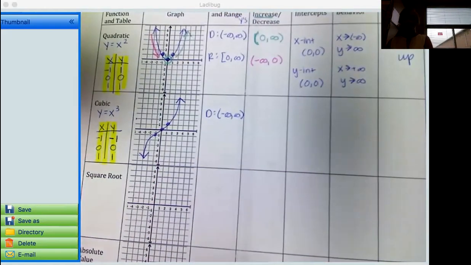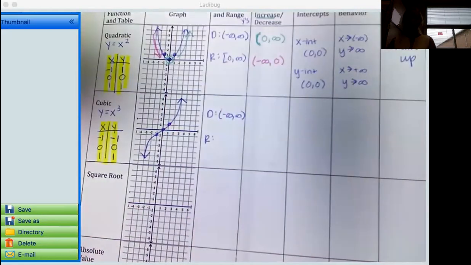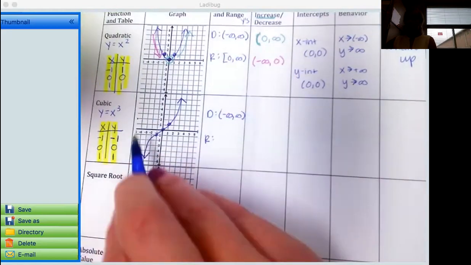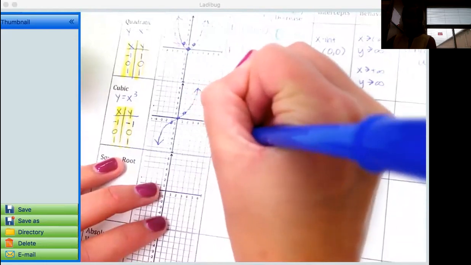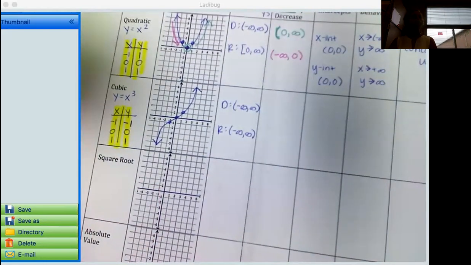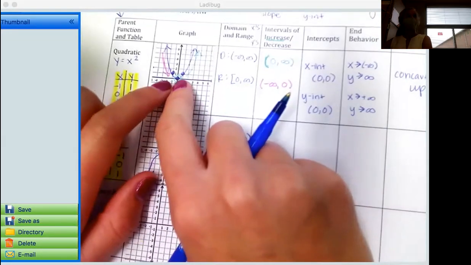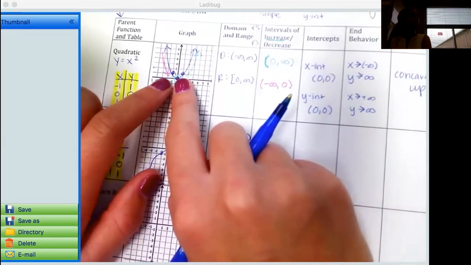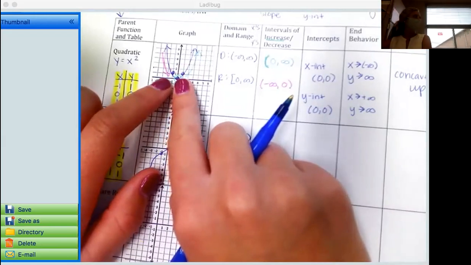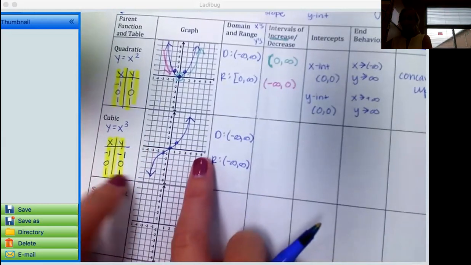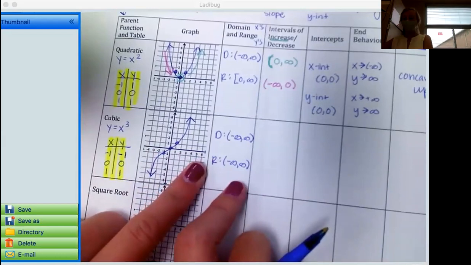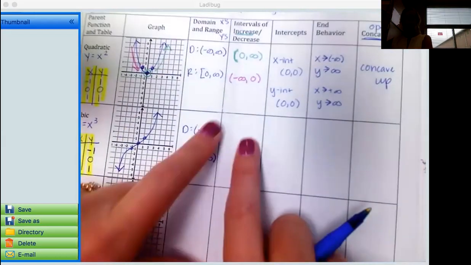What about the range? It goes down forever and it goes up forever. So the range is also negative infinity to infinity for the y's. It's not like this one up here where it started at 0, because this one, when we square something, we don't get negative numbers, do we? No. But when you cube something, you can get negatives or positives. Depends on the input, right?